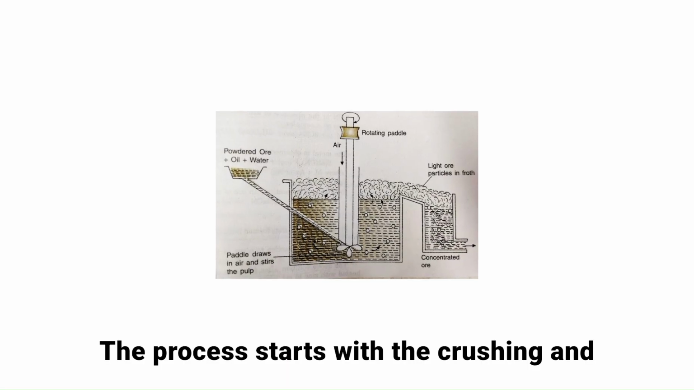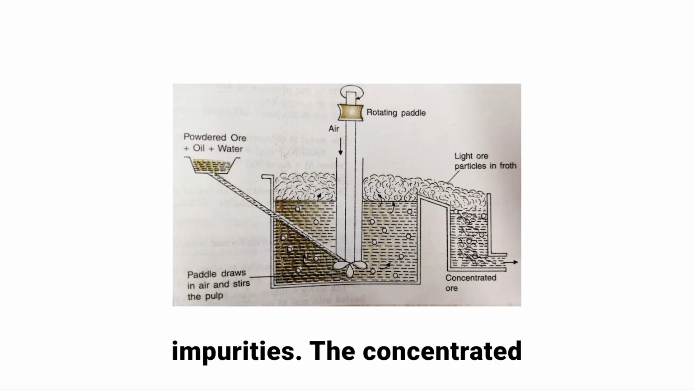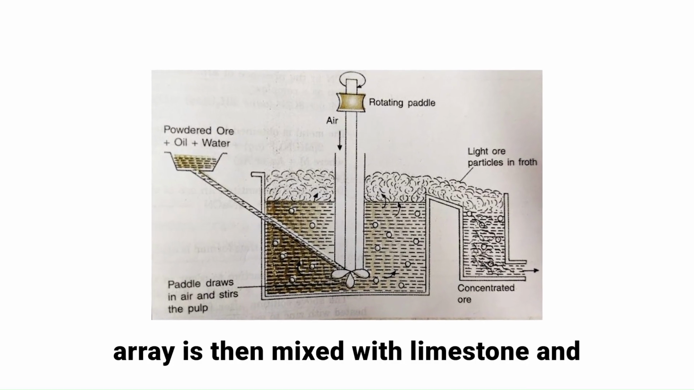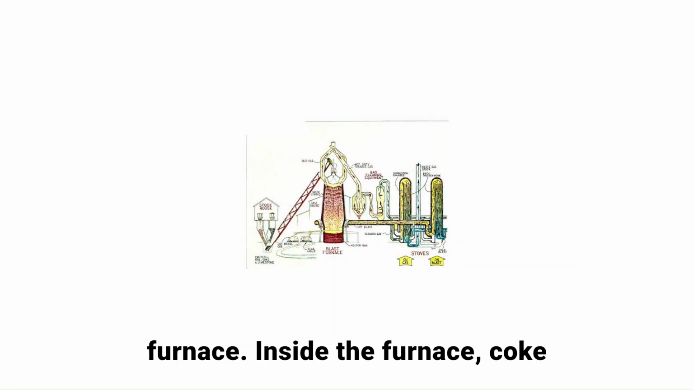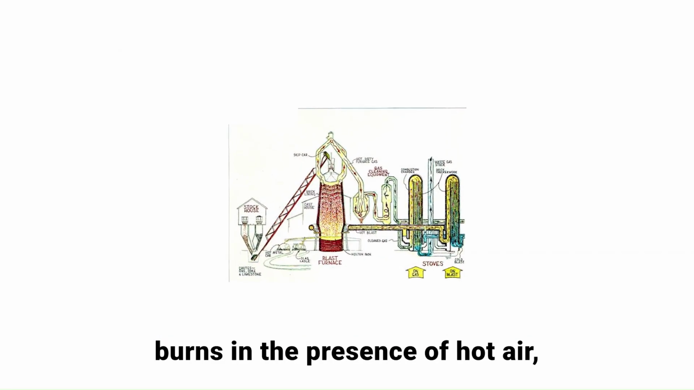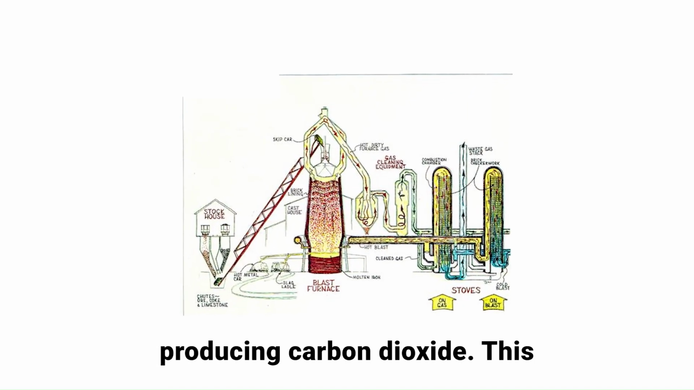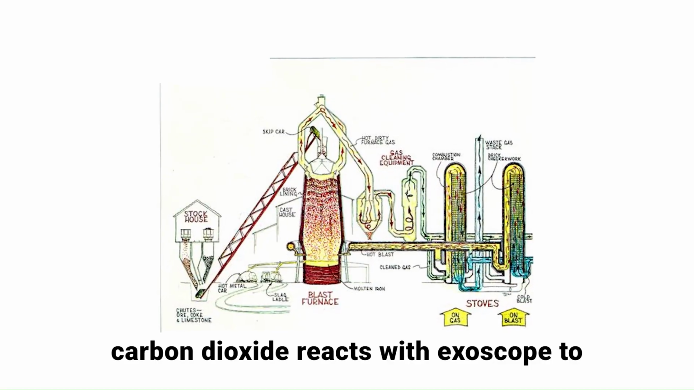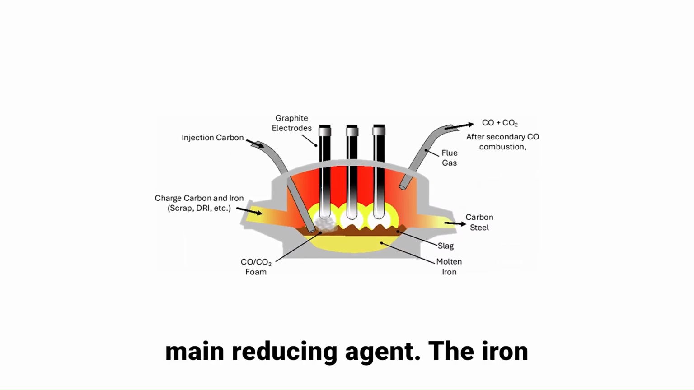The process starts with the crushing and concentration of iron ore to remove impurities. The concentrated ore is then mixed with limestone and coke before being fed into the blast furnace. Inside the furnace, coke burns in the presence of hot air, producing carbon dioxide. This carbon dioxide reacts with excess coke to form carbon monoxide, which acts as the main reducing agent.